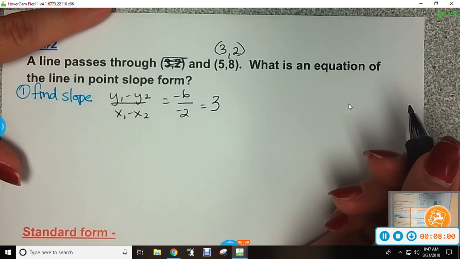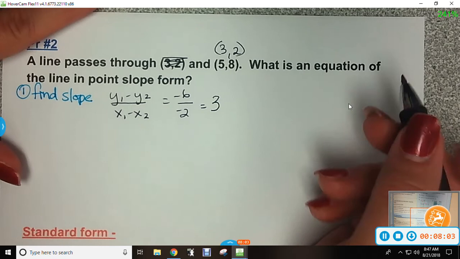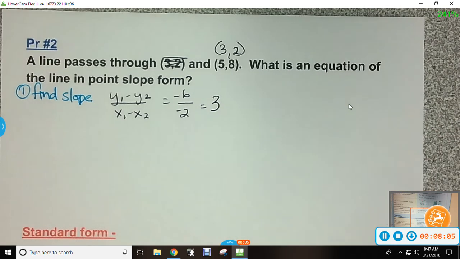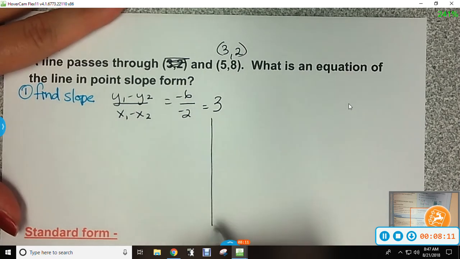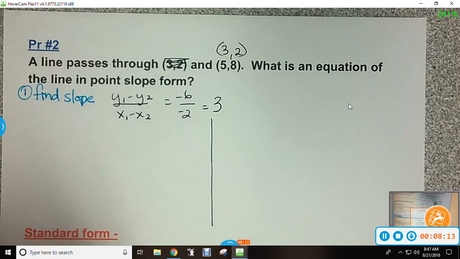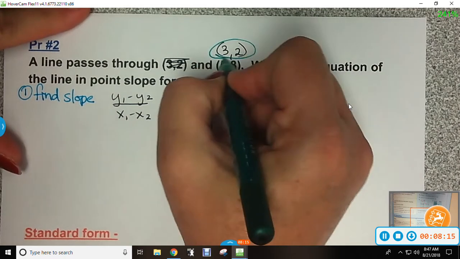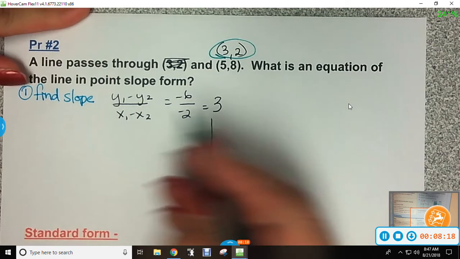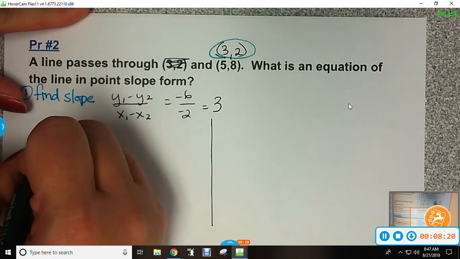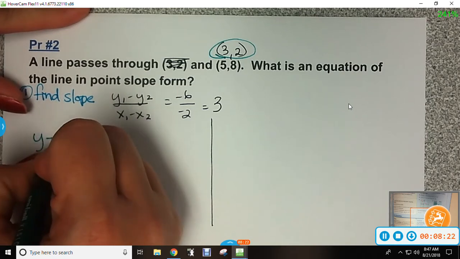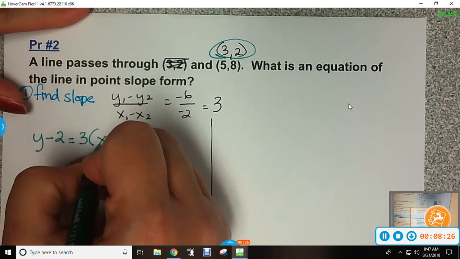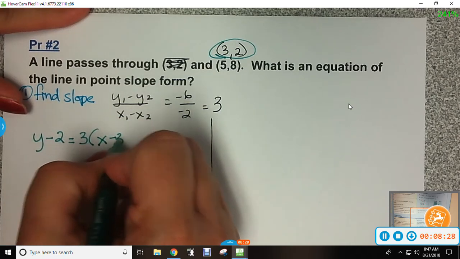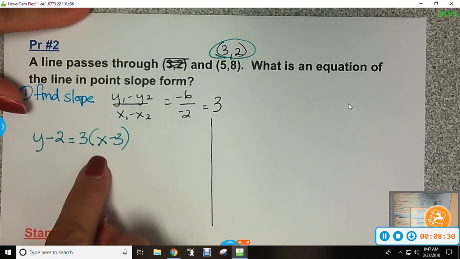Now I've got to use a point on the line. Does it matter which point I use? No, you can use either one. So I'm going to write 2 equations. Okay, I'm going to write one using this point and this slope. So that will be y, change the sign of the 2, equals 3 times x, change the sign of the 3 in that ordered pair, and this is your equation.